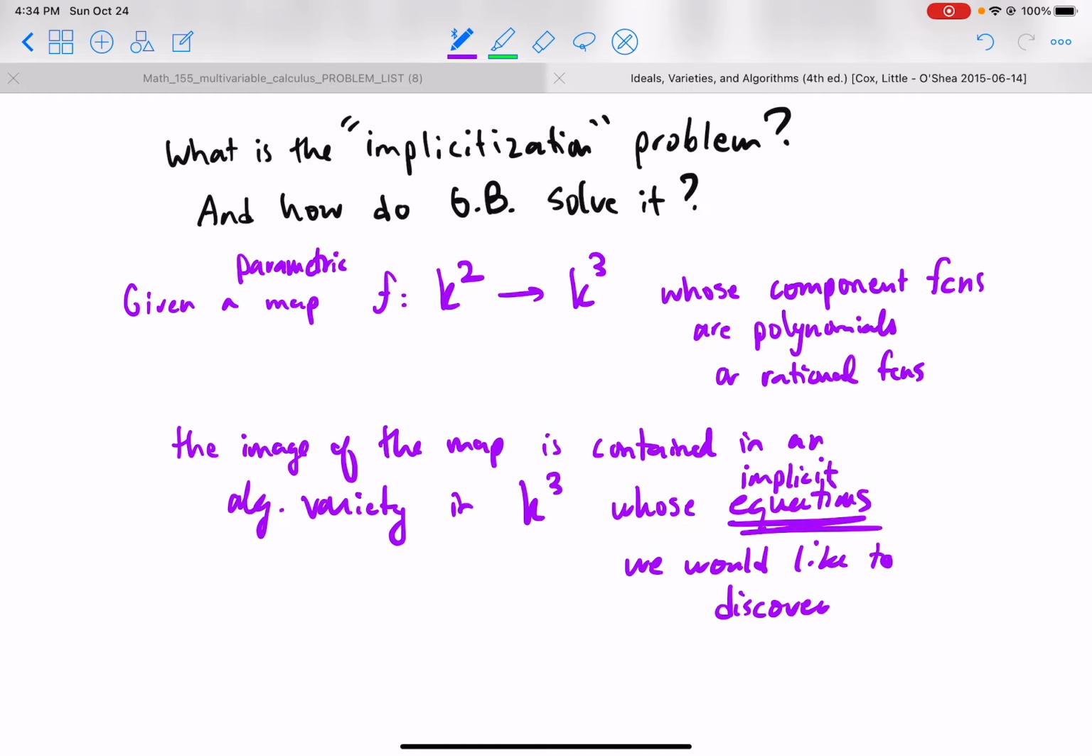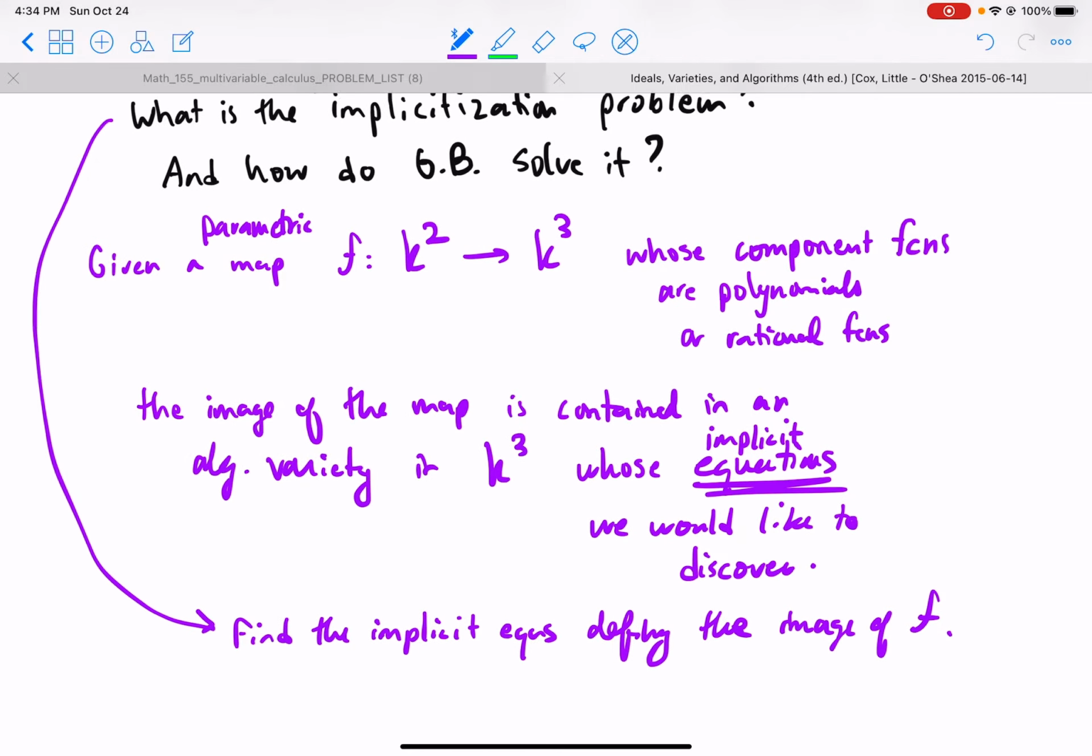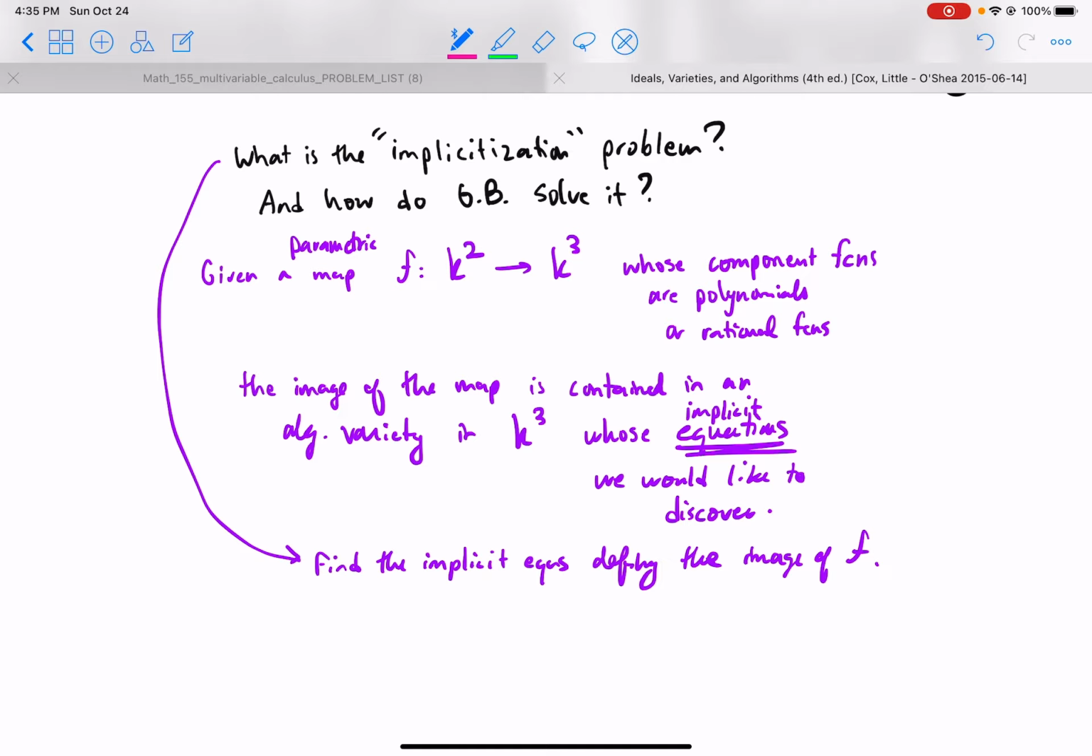Okay, so what is the implicitization problem? Find the implicit equations defining the image of F. Well, it's the Zariski closure of it, but let's just ignore that for now. Okay. Now, how do Gröbner bases solve it?